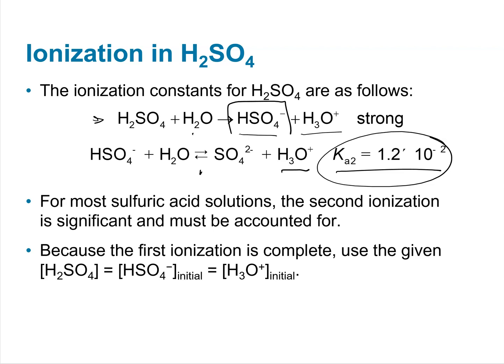But if you are interested in calculating the acidity due to the contribution of both protons, you know that H2SO4 will fully dissociate due to being a strong acid, meaning the concentration of H2SO4 will also equal the concentration initially of our HSO4 minus, and will also equal the initial concentration of your hydronium initially, which would make setting up an ice table really straightforward.